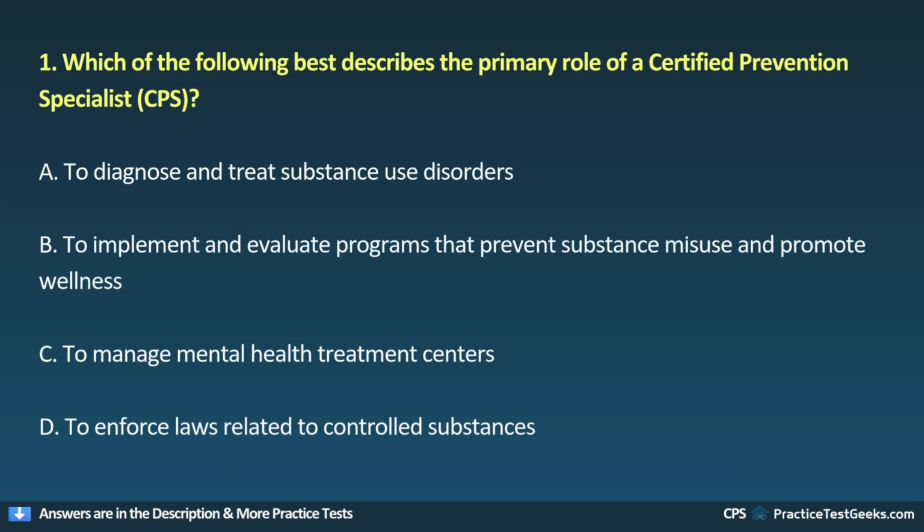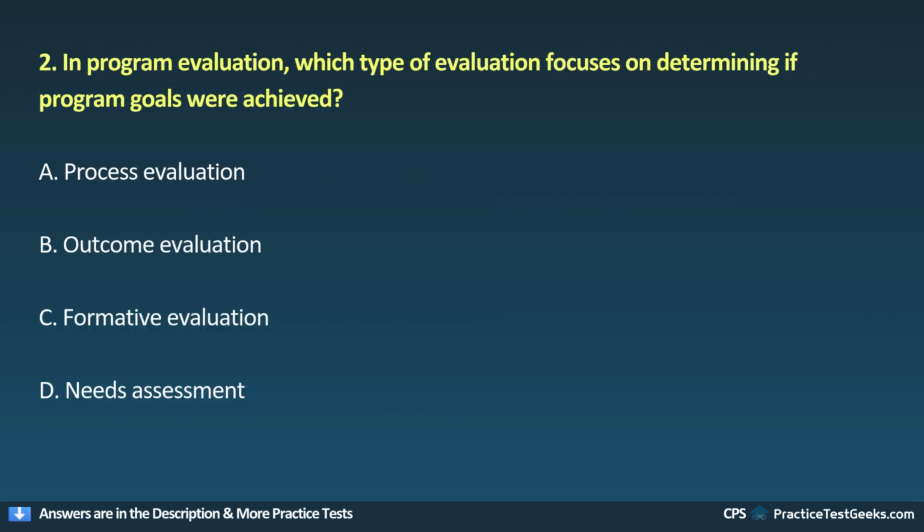1. Which of the following best describes the primary role of a certified prevention specialist, CPS? A. To diagnose and treat substance use disorders. B. To implement and evaluate programs that prevent substance misuse and promote wellness. C. To manage mental health treatment centers. D. To enforce laws related to controlled substances.